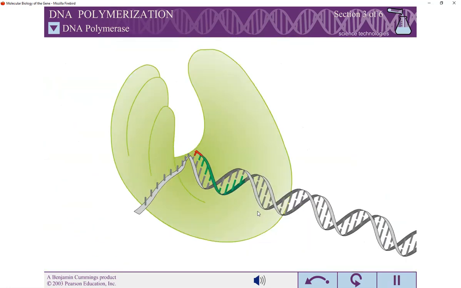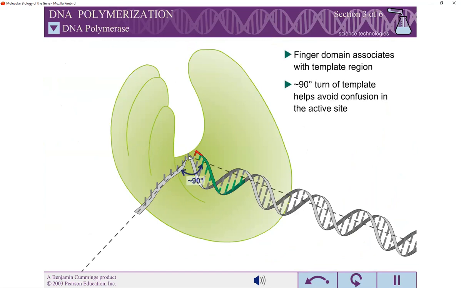The finger domain also plays a second role. The finger domain associates with the template region, leading to a nearly 90-degree turn of the phosphodiester backbone of the template immediately after the active site. Now see this finger domain. We already know that the active site where the entire reaction takes place is the palm domain. Okay, this is the domain. The second is the finger domain. The finger domain helps to bring the phosphate molecules to their correct orientation so that the reaction can take place between the incoming nucleotide triphosphate and the pre-existing template.